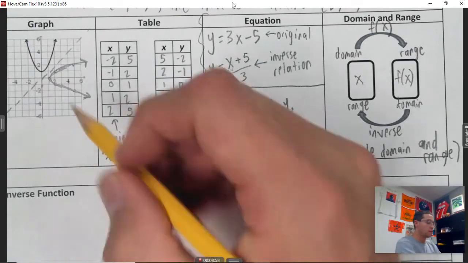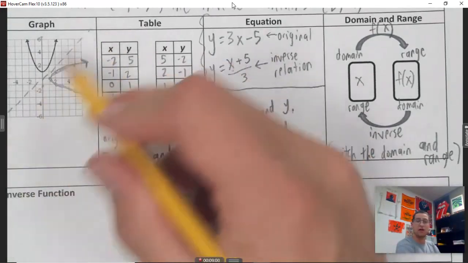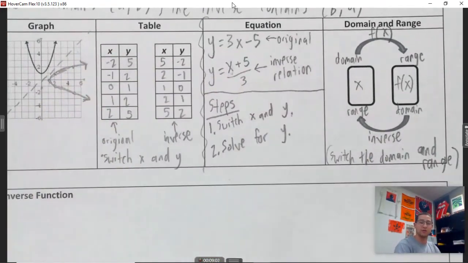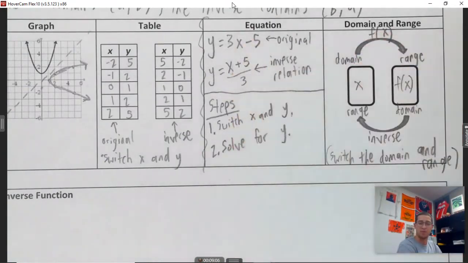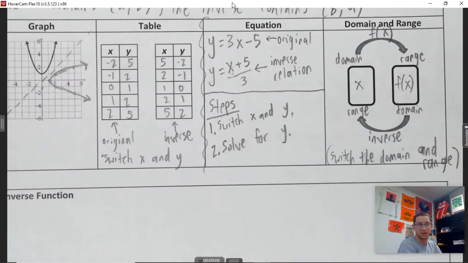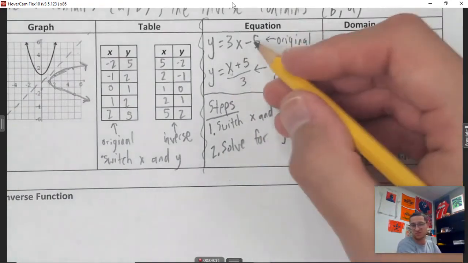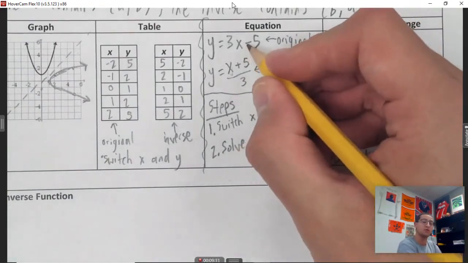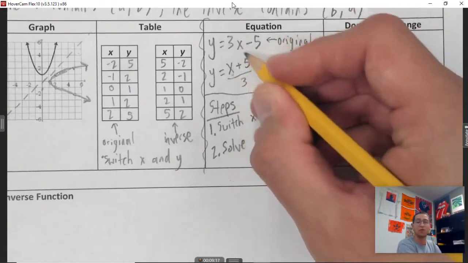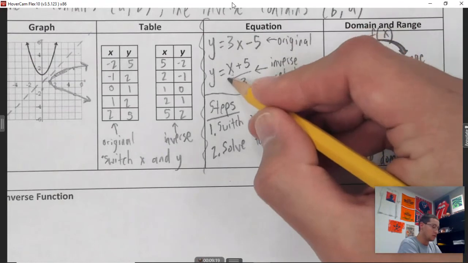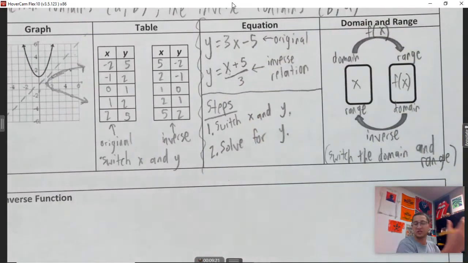For a graph, it's always going to be the reflection across the line y equals x. And for the equation, you can see some similarities, but depending on the equation it's a little different. We were subtracting 5, now we are adding 5. We were multiplying by 3, but now we are dividing by 3. That's the relationship, and you'll be able to see how they relate as we move forward.